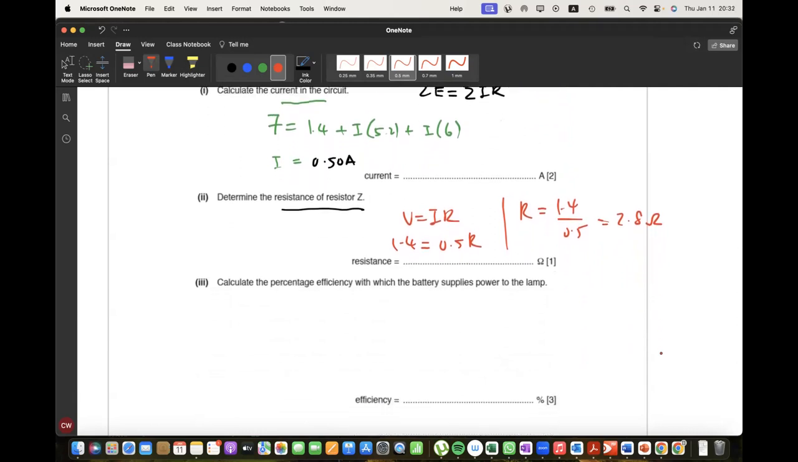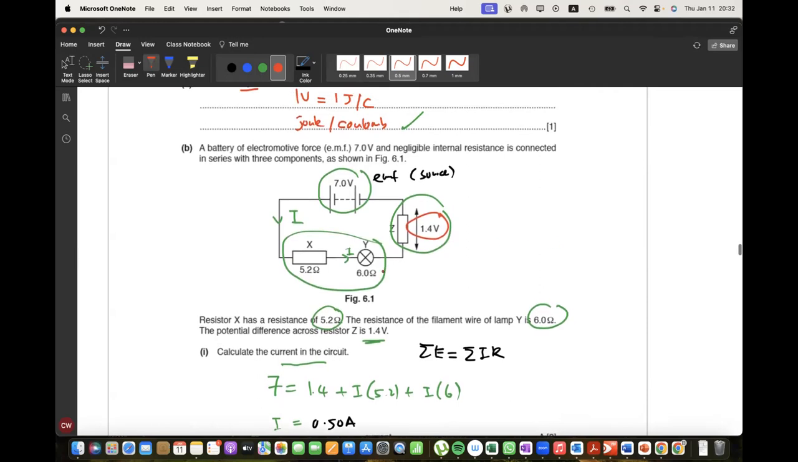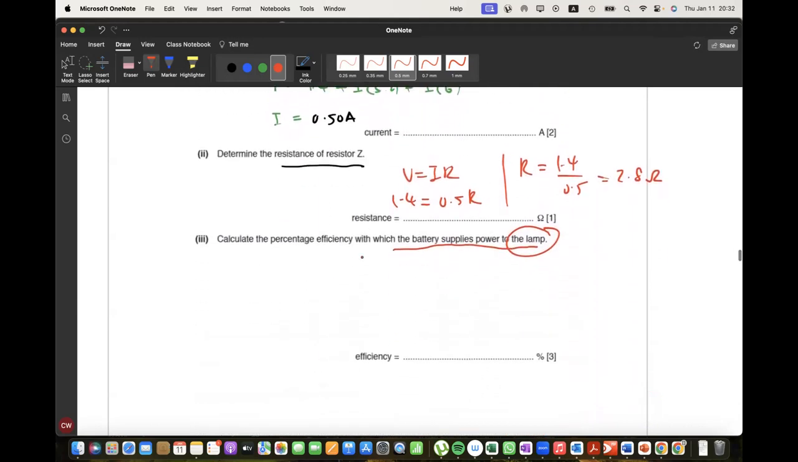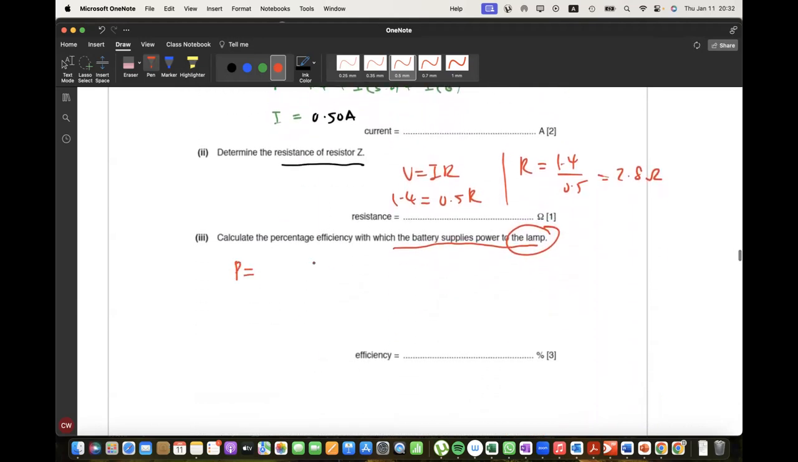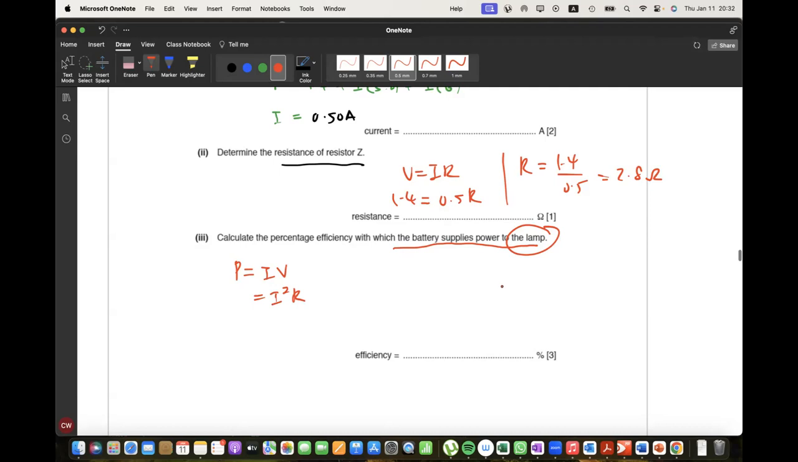Efficiency. How do you calculate efficiency? Efficiency of the supply to the lamp. The lamp is here. What is the power used by the lamp? What is the formula for power? IV or I squared R. Right now, okay, let you count and see. Percentage. Efficiency, you should know what is efficiency. Do you know what is efficiency?